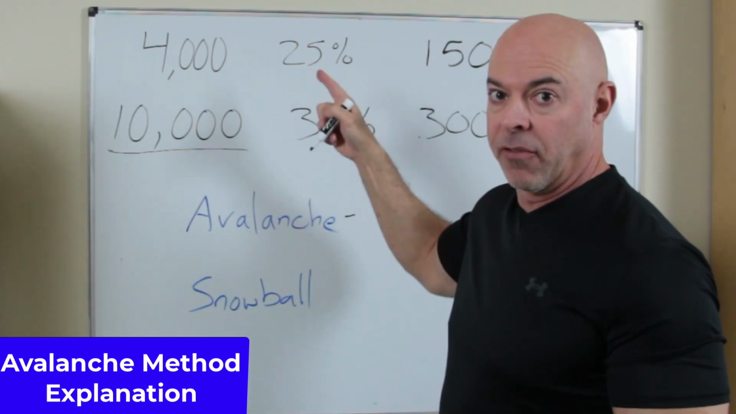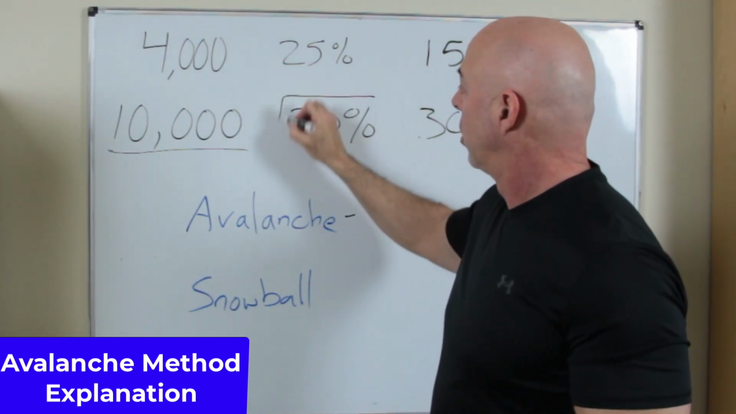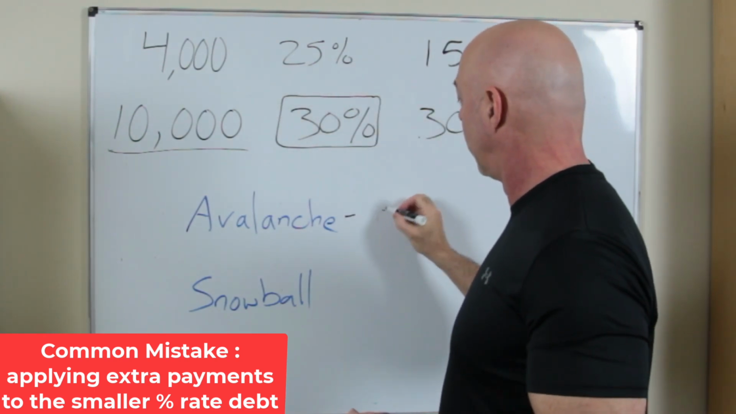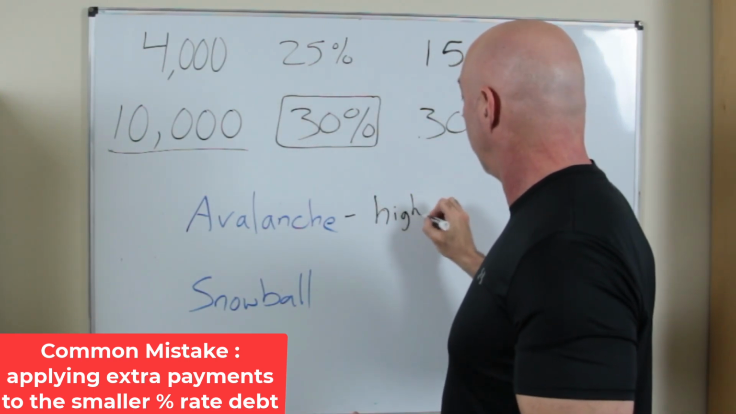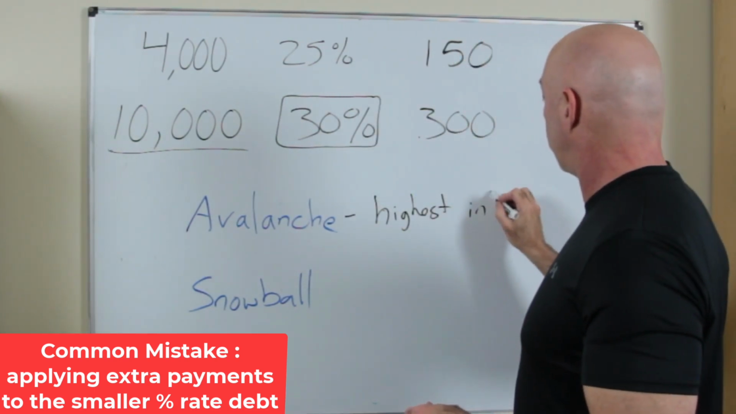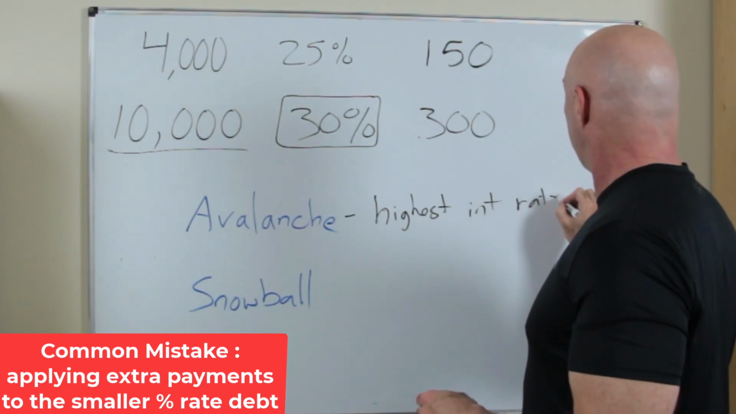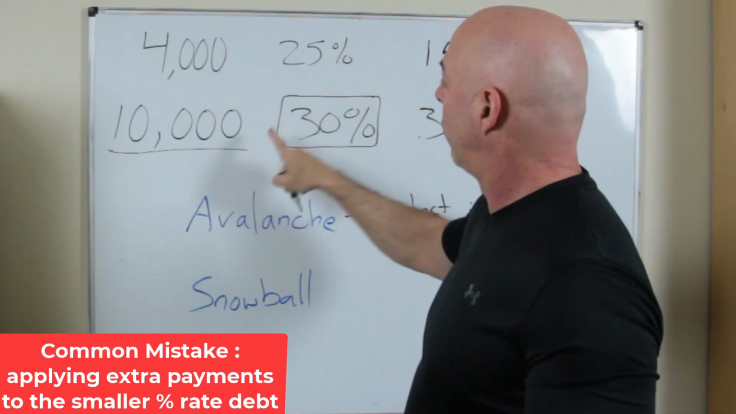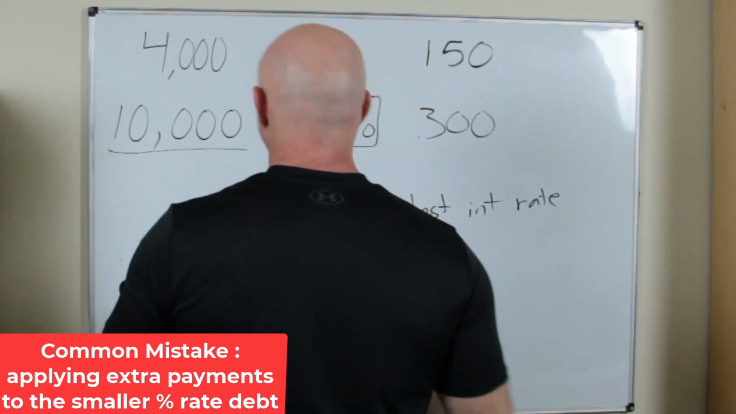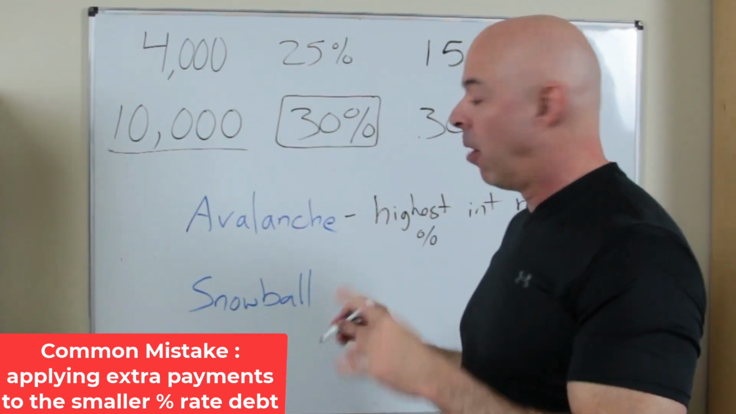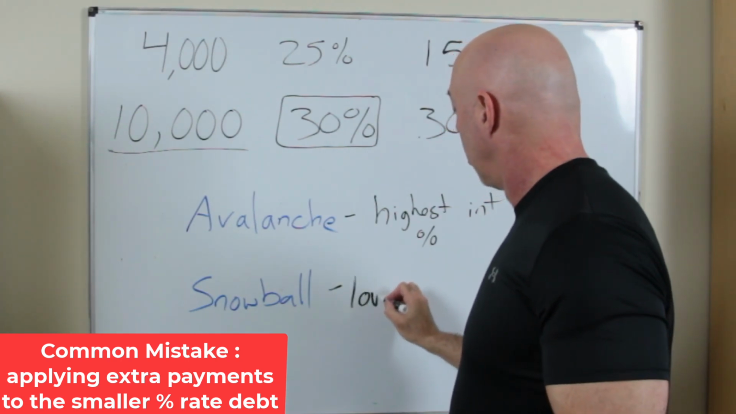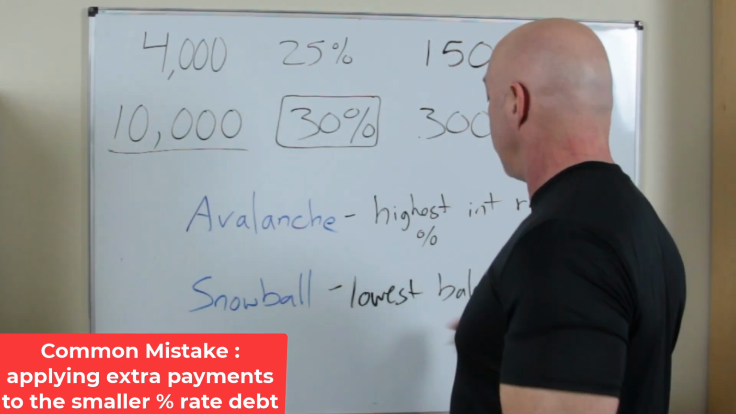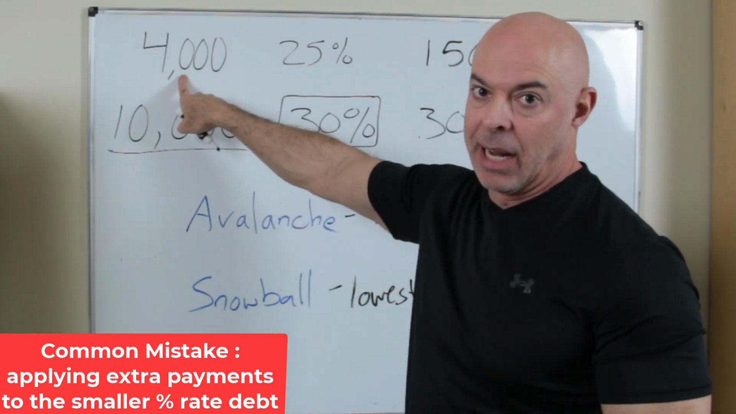Okay, the Avalanche method says you're going to attack the debt. Which one do you pick to go after first? You're going to first go after your 30%, the highest interest rate, the highest percent. In this case, 30 is greater than 25, so we're going after this debt. And I chose this example on purpose because the snowball method says you go after the lowest balance. And the lowest balance would be the $4,000.